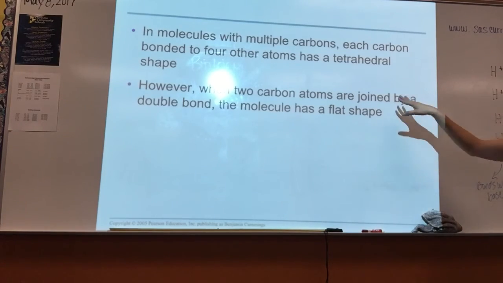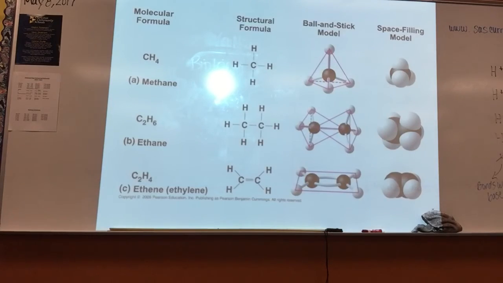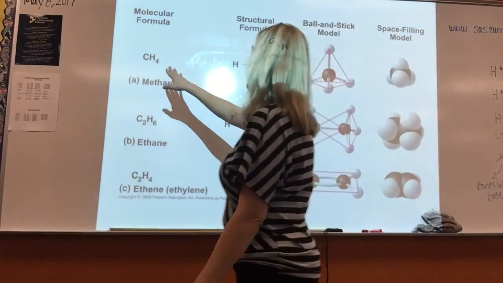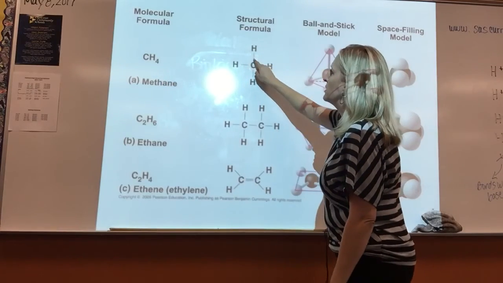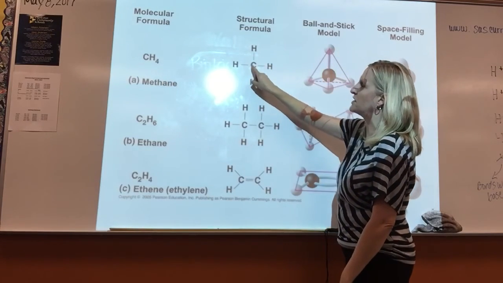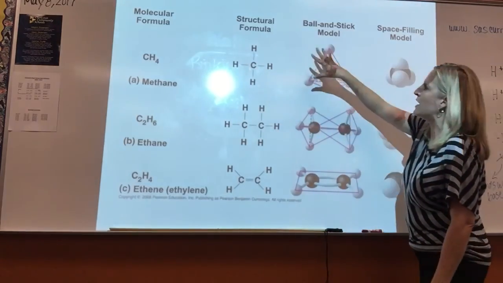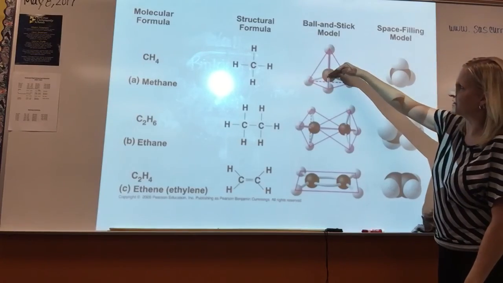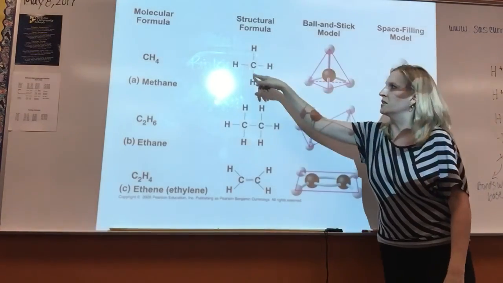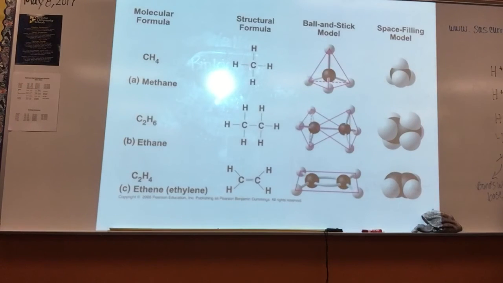However, when 2 carbon atoms are joined by a double bond, the molecule has a flat shape. And so this picture here shows you that concept. So here is methane, CH4. This is how you would draw the structural formula of the bonds. Each one of these, remember, represents a shared pair of electrons. It's a covalent bond. But when the atoms actually bond together, the carbon here is in the middle, they actually don't look like this. It looks like this tetrahedral shape. All right, so that's what it means by the carbon bonded to 4 different atoms has that tetrahedral shape.